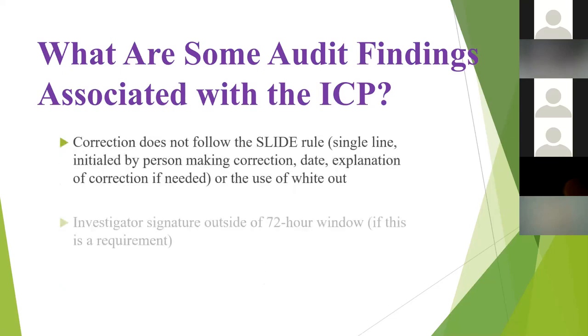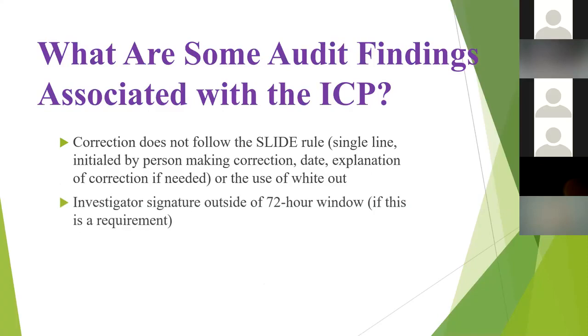Some other things are corrections that don't follow the slide rule. If you have an error, and everybody makes errors, you strike it with a single line, initial, date it, explain the correction or put the correct data point in that document. The use of whiteout is an absolute no-no. Sometimes investigators, per policy of their institution, are required to sign within 72 hours, and if this is the policy and they don't do it, then that will be an audit finding.